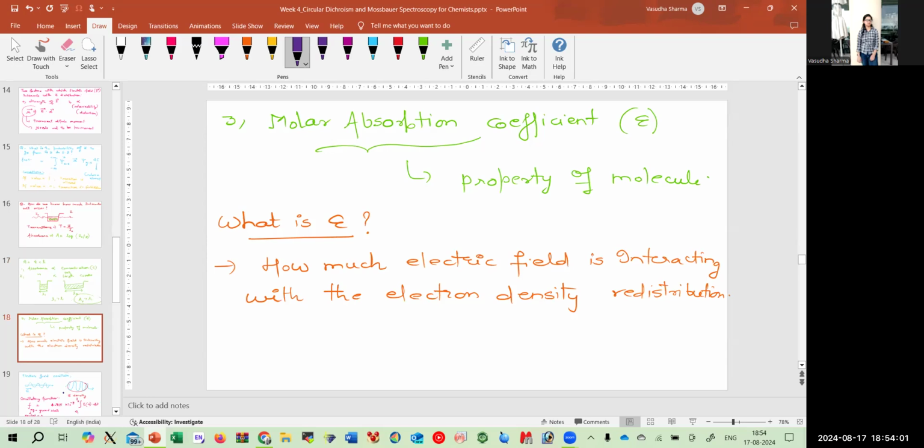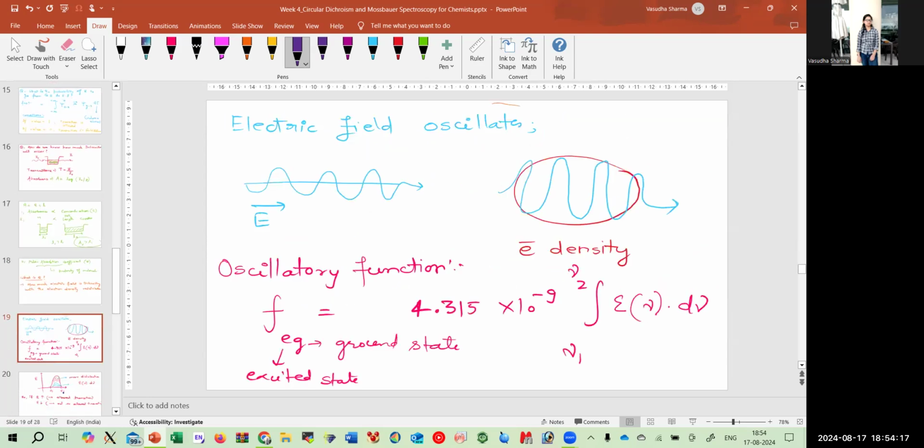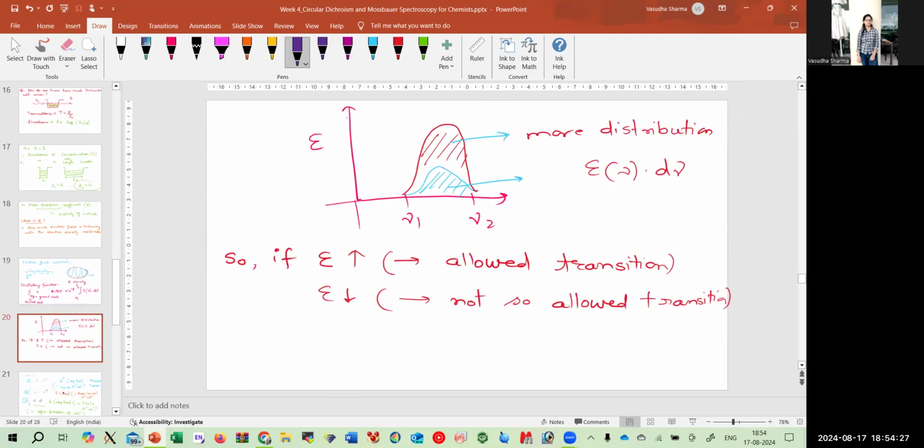So, other two, concentration and the length, they are the system properties which we can vary, but this epsilon is a property of the molecule itself. So, what is epsilon basically? It actually defines how much electric field is interacting with the electron density redistribution, and based on that, we have an oscillatory function, which will tell you that the more the oscillatory function value, the more the epsilon value, the more interaction is happening. As you can see, more distribution between the nu one and nu two wave numbers, more epsilon value. If epsilon is higher, then the transition allowance probability is more compared to if it is low.